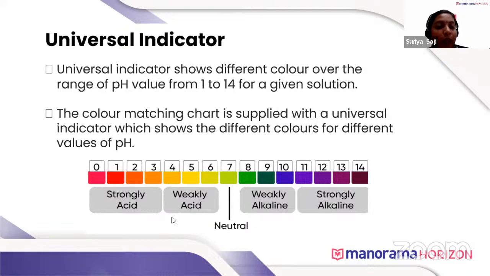So universal indicator shows color change like this. For example, phenolphthalein can be regarded as a universal indicator. We can use it in both acidic and basic solutions. Okay, this universal indicator, phenolphthalein.